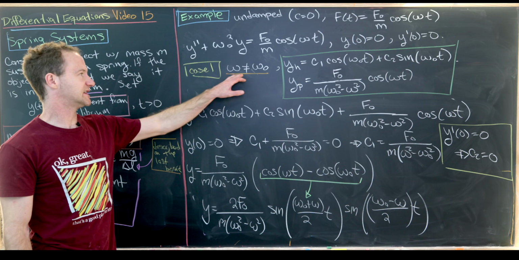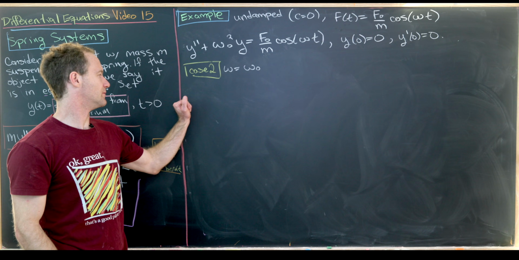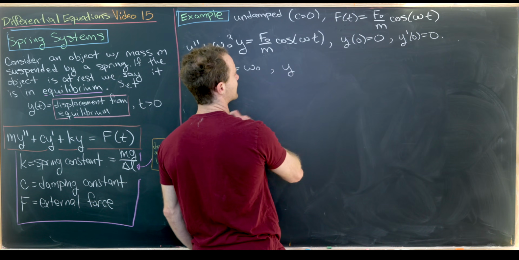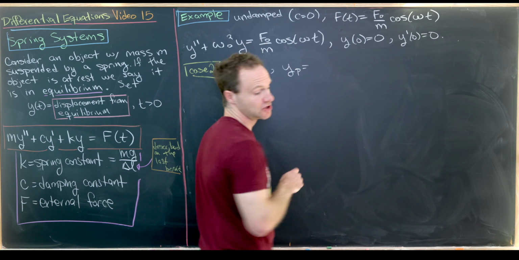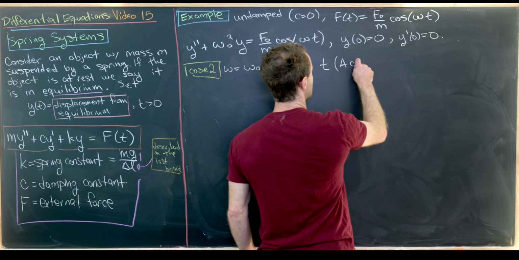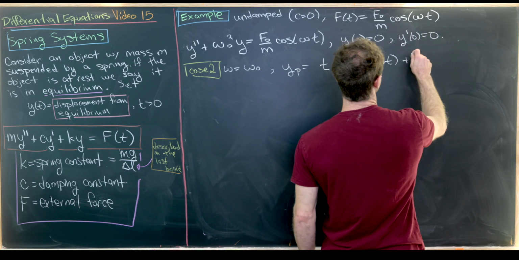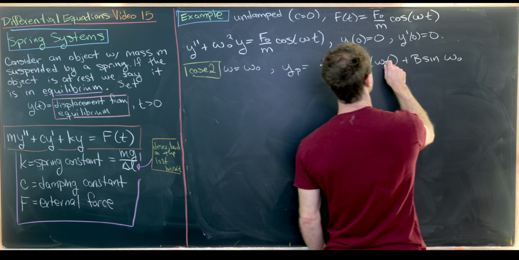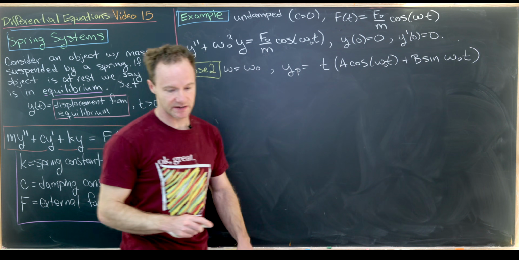So now let's visit the case when omega is equal to omega naught. Like I said, now we're going to look at the case when omega is equal to omega naught, which means we have to take a different format for our particular solution. So yp in this case should be of the form t times a cosine of omega times t plus b times sine of omega, let's maybe call this omega naught times t. And then we'll replace this omega with omega naught up here.